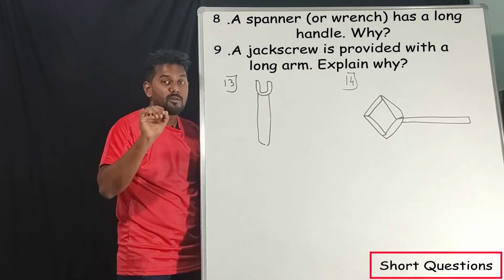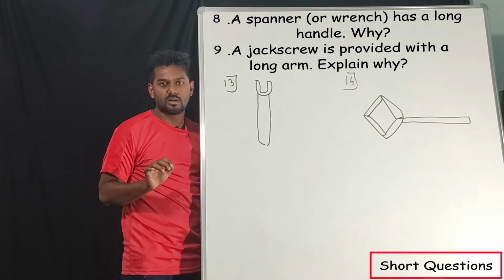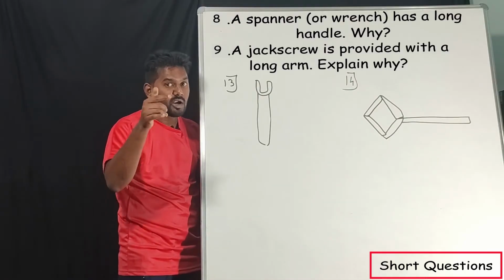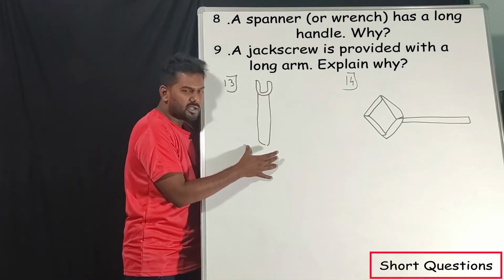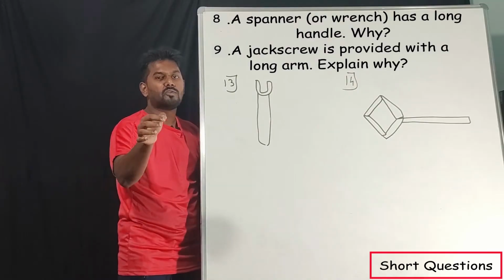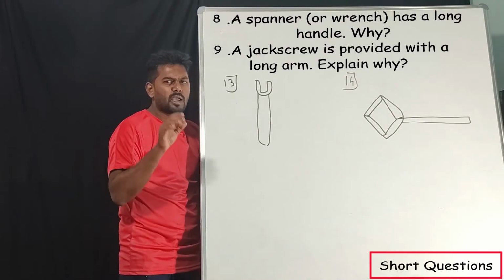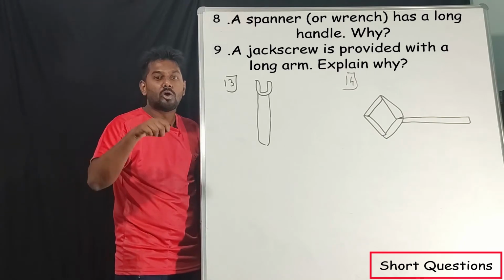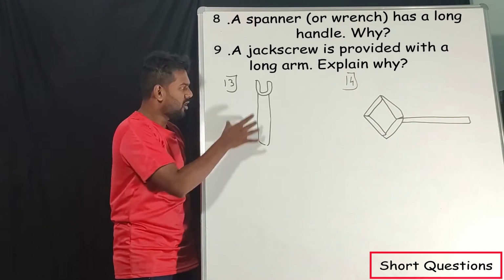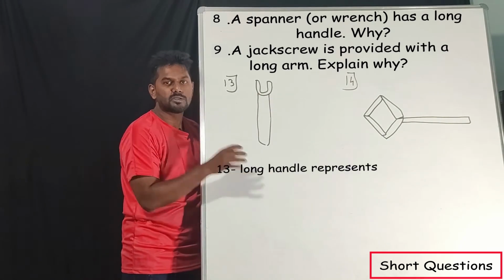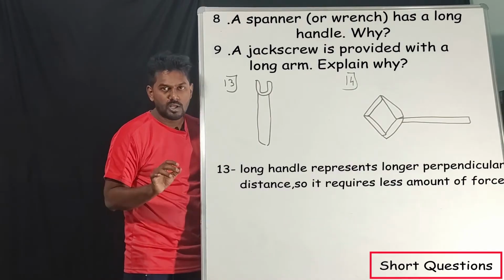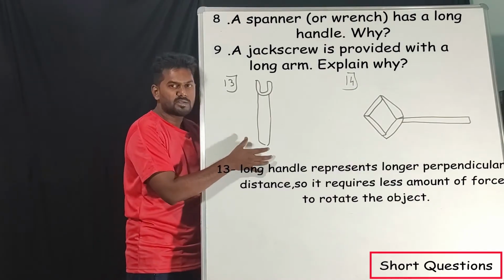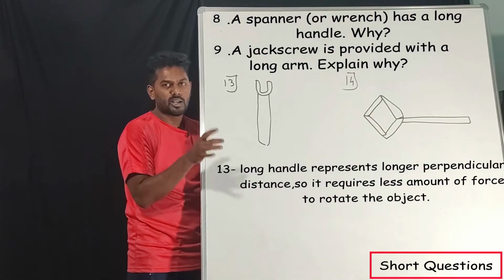But in the exam, they will not be expecting this as an answer. So what do you have to write? First you need to understand the concept. If the perpendicular distance is more, moment of force is also more. What do you mean by that? If the moment of force is more, that means you need to apply less force to rotate the object. So the more the perpendicular distance, the more will be the moment of force. That is nothing but it requires less amount of force to rotate an object.